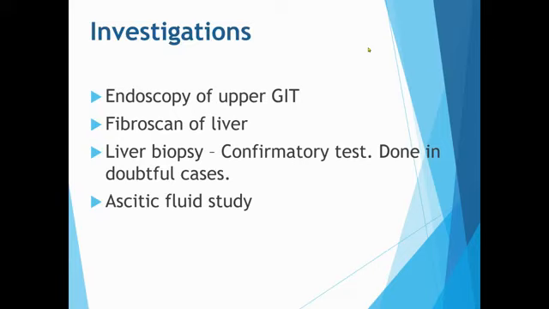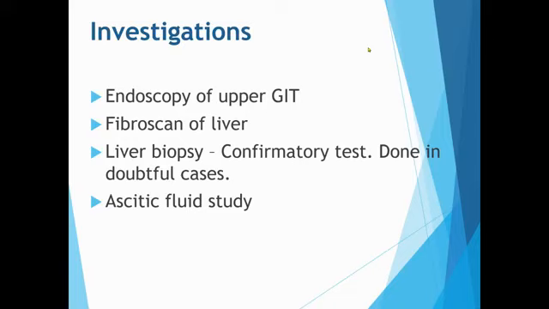The next investigation of choice is fibroscan of liver. Fibroscan of liver is a test that is done to see the stiffness of the liver, because we know in cirrhosis of liver the liver is fibrous, so the stiffness of the liver is increased. So it can be detected with the help of fibroscan of liver.